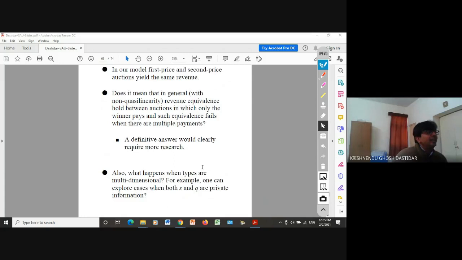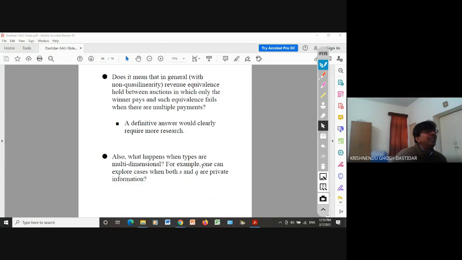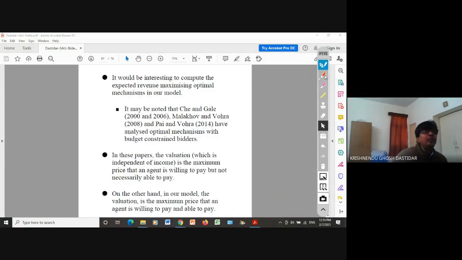Now, it would be interesting to compute the expected revenue maximizing optimal mechanism. This may be a very hard problem. We can follow Myerson's approach, but Myerson did it in a quasi-linear model with risk neutrality. Ours is risk neutral, but not quasi-linear.